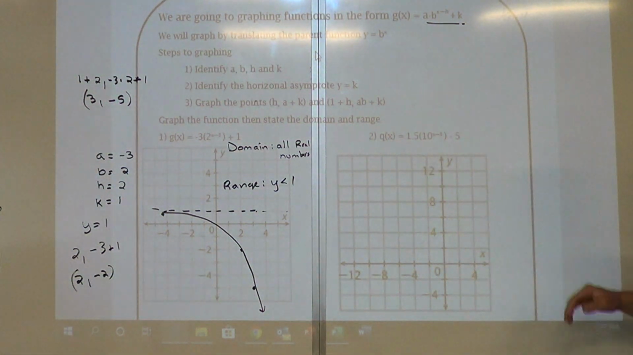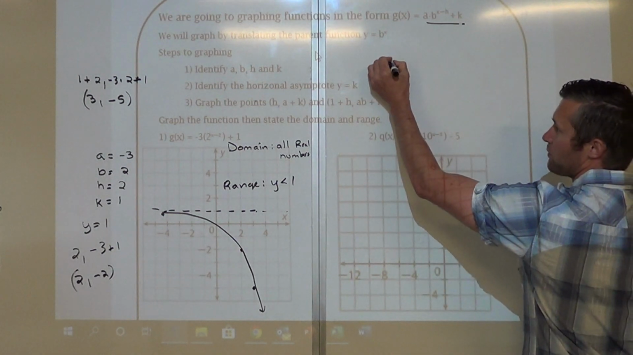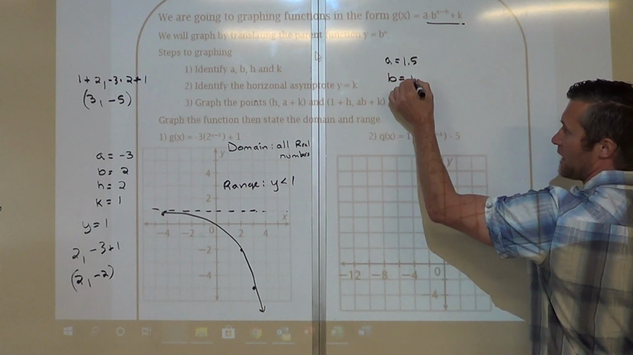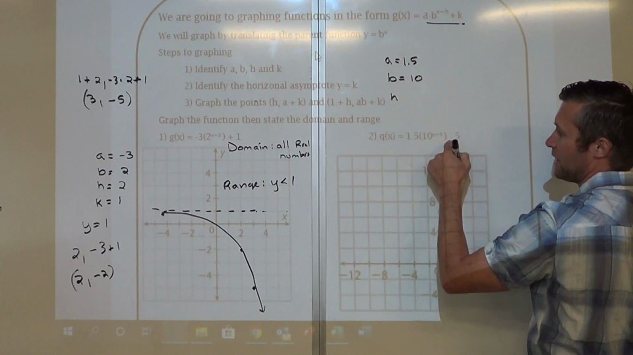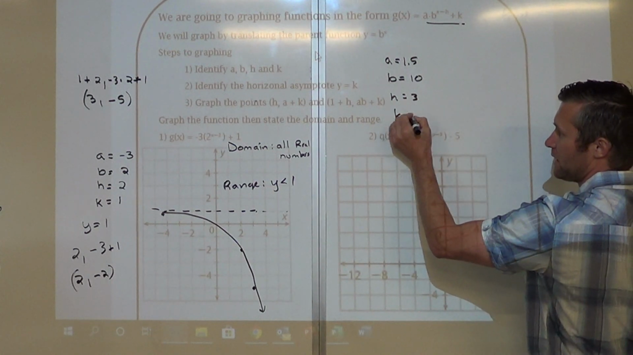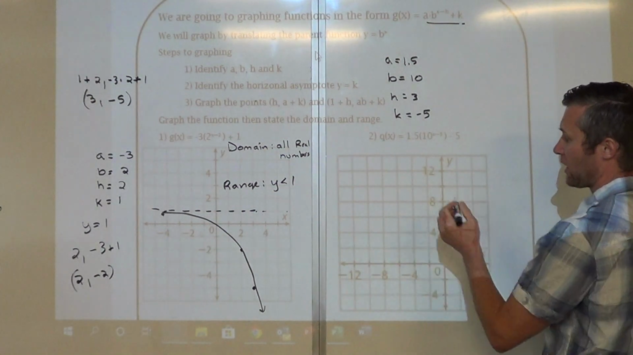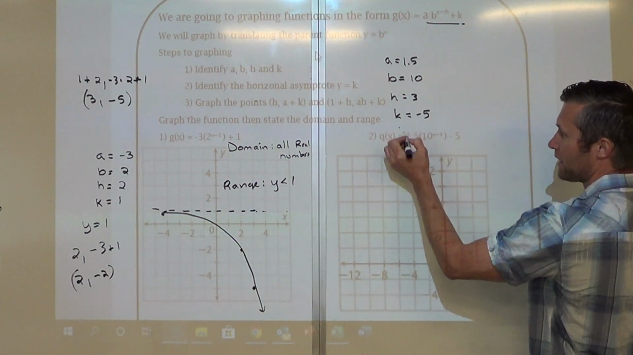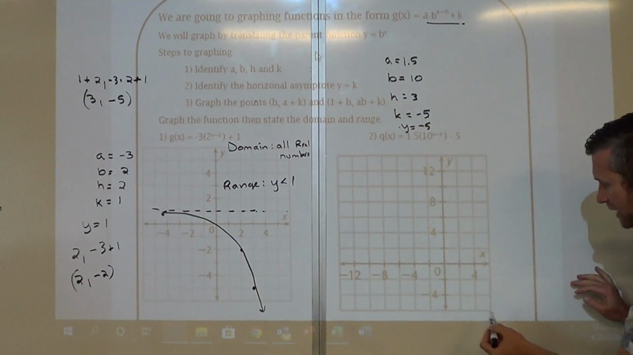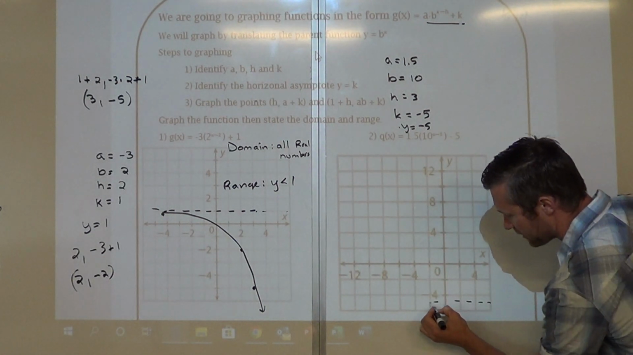You come to here, again, identify a, b, h, and k. So my a value is the first one, 1.5. My b value is the base of 10. My h value is negative 3, so it'll be positive 3. And then my k value is that 5, so it's negative 5. So first thing we do is our asymptote. So we have y equals negative 5. That's my asymptote. So I come down here, we're counting by 2. So 2, 4. So negative 5 is down here.